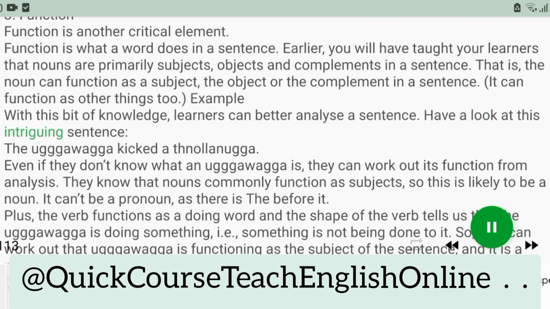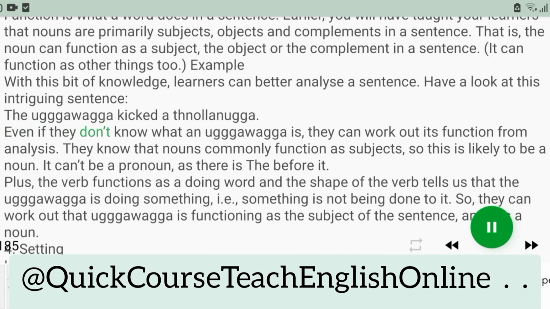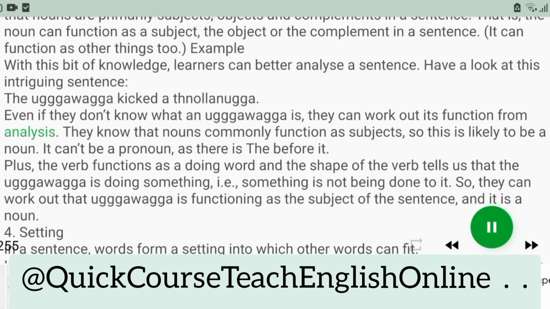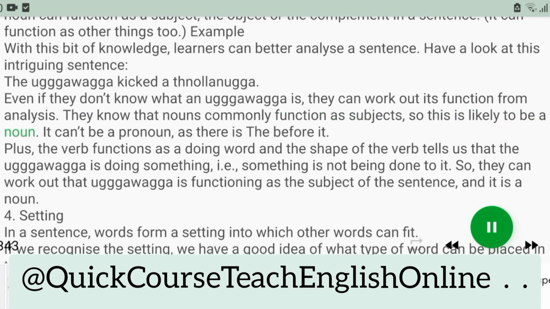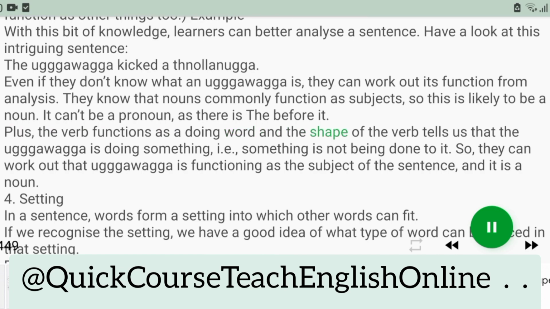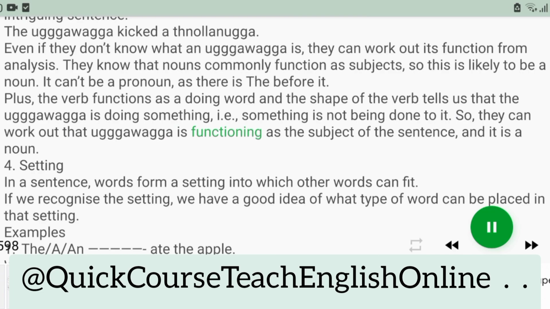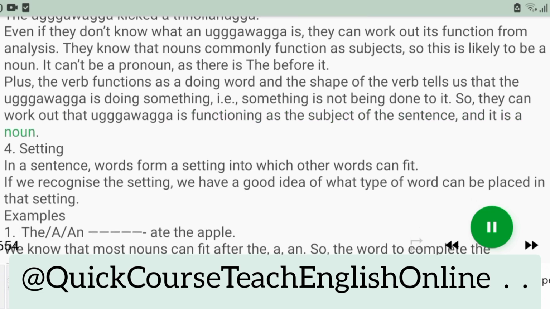Have a look at this intriguing sentence. The Uggawaga kicked a Tholanaga. Even if they don't know what an Uggawaga is, they can work out its function from analysis. They know that nouns commonly function as subjects, so this is likely to be a noun. It can't be a pronoun, as there is the before it. Plus, the verb functions as a doing word and the shape of the verb tells us that the Uggawaga is doing something, i.e., something is not being done to it. So, they can work out that Uggawaga is functioning as the subject of the sentence, and it is a noun.